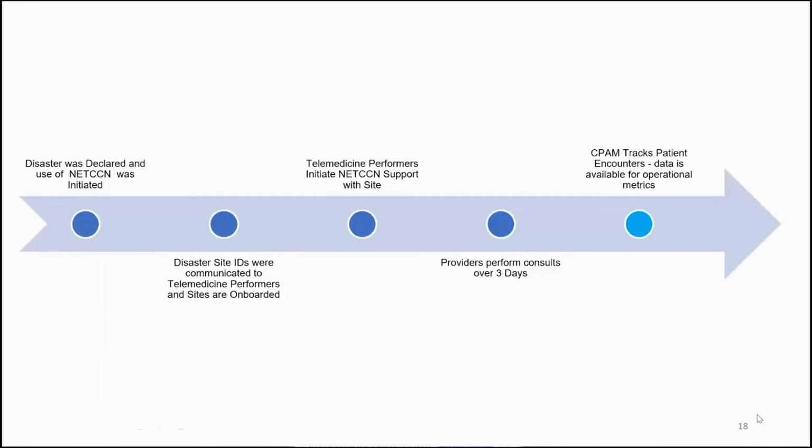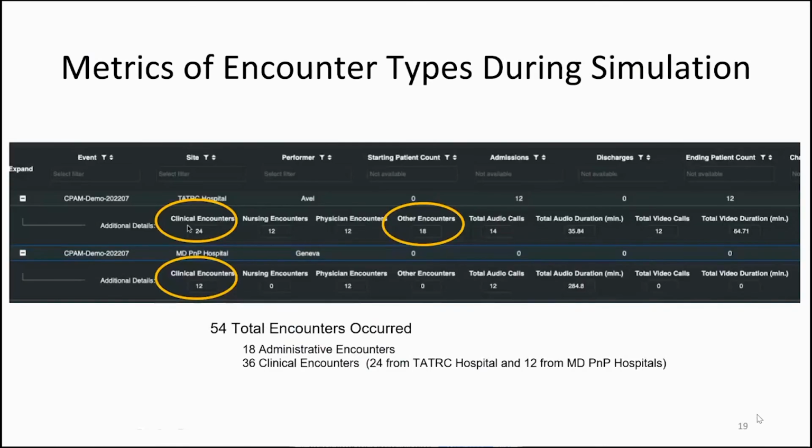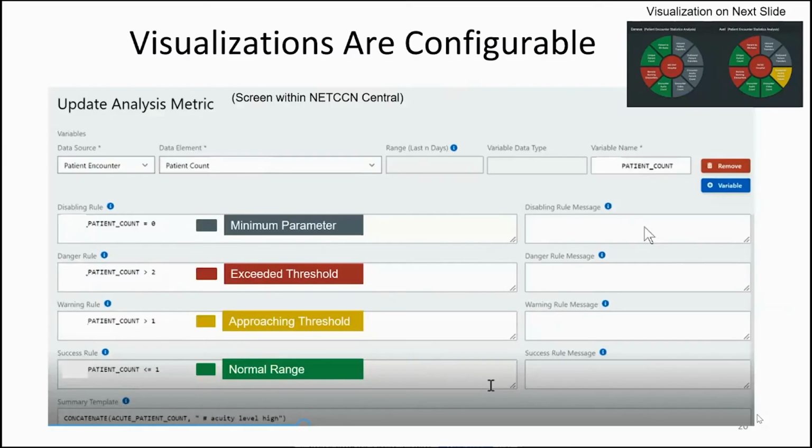So the last part of that is looking at that in the operations dashboard. We had 54 encounters over the 3 days. 18 of those were administrative encounters. That's admits and discharges, the primary sets of encounters. But 36 of those encounters between the 2 providers were clinical encounters that were simulated during this exercise for this type of simulation. As I was saying, the visualizations are configurable, so you can go in and set your own rules for how you want to color code these different visualizations.